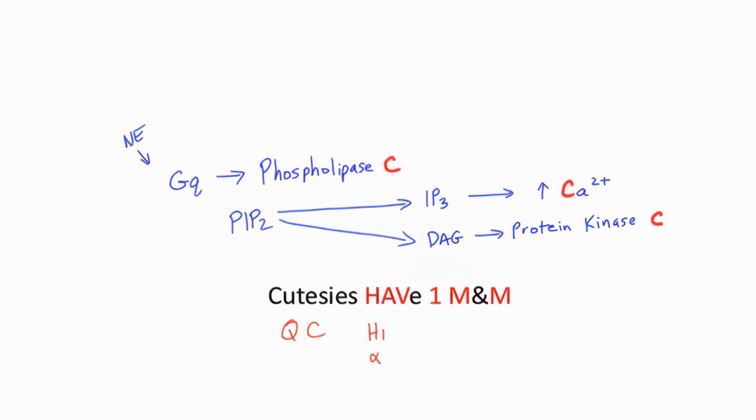So there's H1, alpha 1, and V1. The histamine 1 receptor, the alpha 1 receptor, and the vasopressin 1 receptor. That's the "have 1" part of the mnemonic. And then the M&M is for M1 and M3.